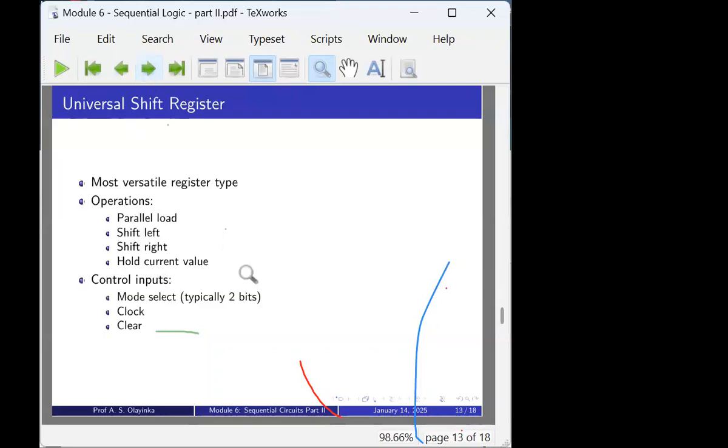Then we have the universal shift register. This particular one is the most versatile type of register. The operations involve parallel loading, shift left, shift right, and hold current value. These are the operations and the control inputs. It has a mode select of typically 2 bits, and then you have the clock and the clear operations that the input can take at any point in time.